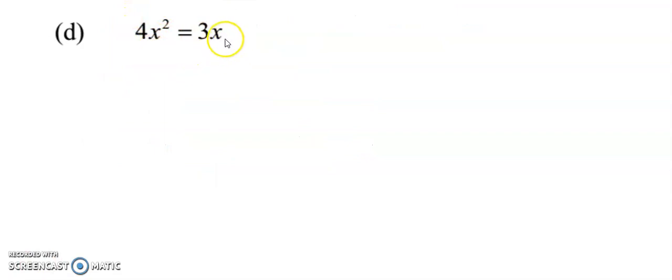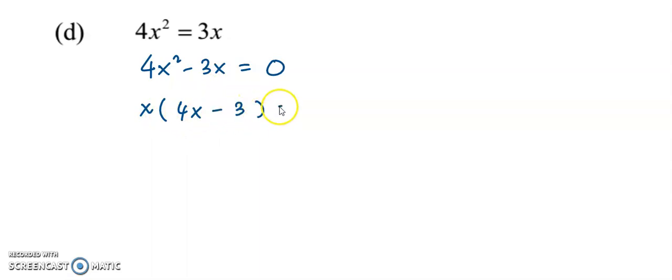And for the fourth example, this is not yet in the general form. I need to move the 3x into the left hand side and leave the 0 at the right hand side. So for this equation, it is so simple to factorize, both having the common factor x, and without the constant. So this is very easy to factorize. Just factor out the x, you get 4x minus 3, just like that.